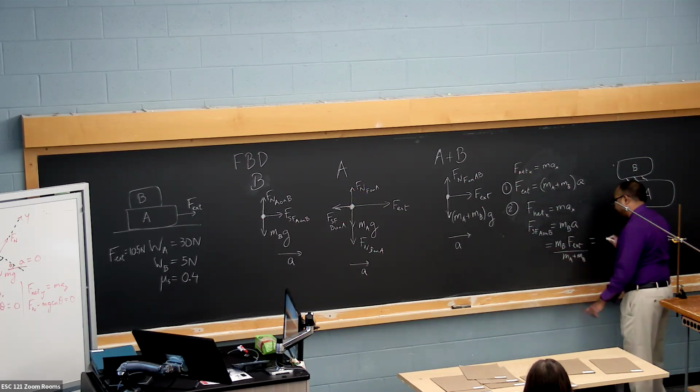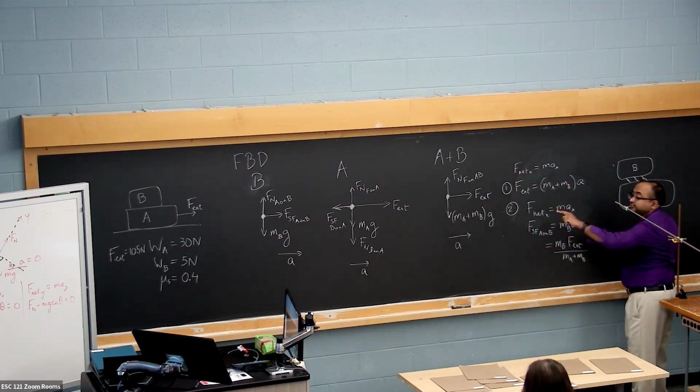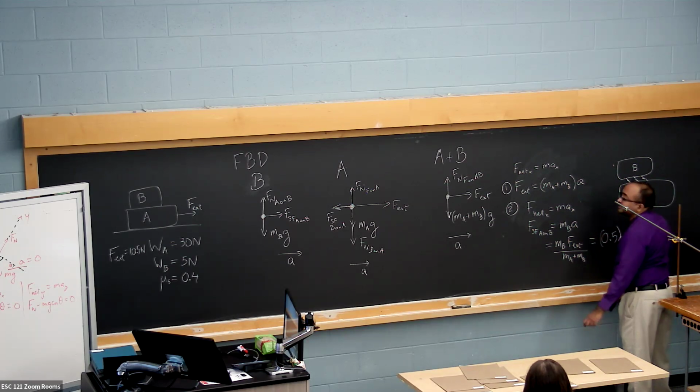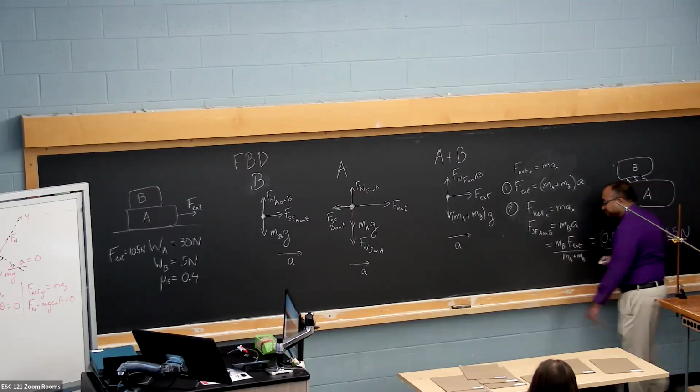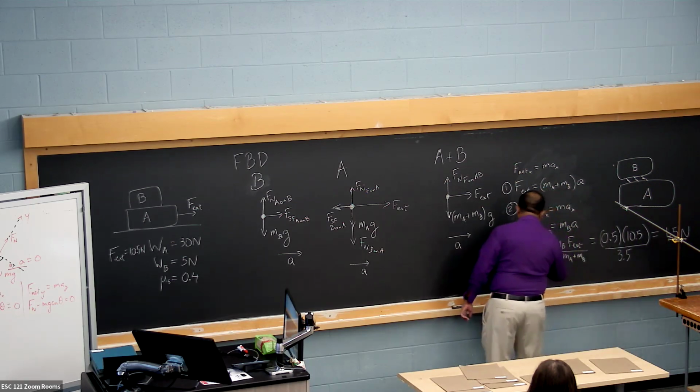MB is 0.5 kilograms, right? I've given the weight, which is mg, but I've also said that g is 10 meters per second squared. So it's 0.5. F external is 10.5. And the combined weight is 35 newtons, and then divided by 10, 3.5 kilograms is the combined mass. And so we get 1.5 newtons is the force of static friction.